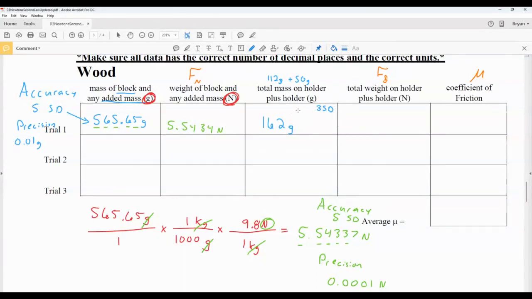So accuracy, I'm going to abbreviate because I'm a little low on space, but accuracy is 3 significant digits. My precision in this case is just 1 gram. If we're going to convert this into weight so that we can finish finding our friction information, then the process is the same.